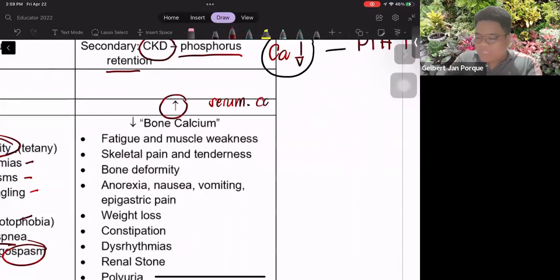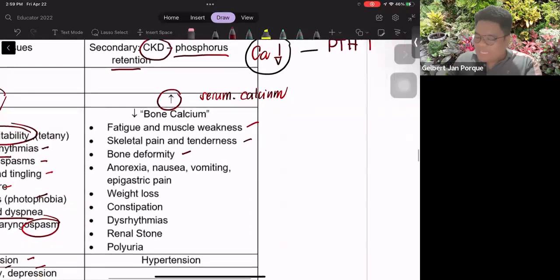Take note, bone calcium is decreased, because your serum calcium is being pulled out from your bone's calcium. Okay? Now, fatigue and muscle weakness would happen. Skeletal pain and tenderness would happen. Bone deformity, students, would occur.